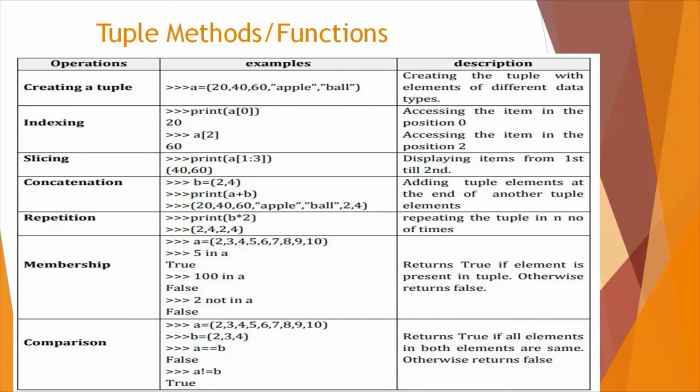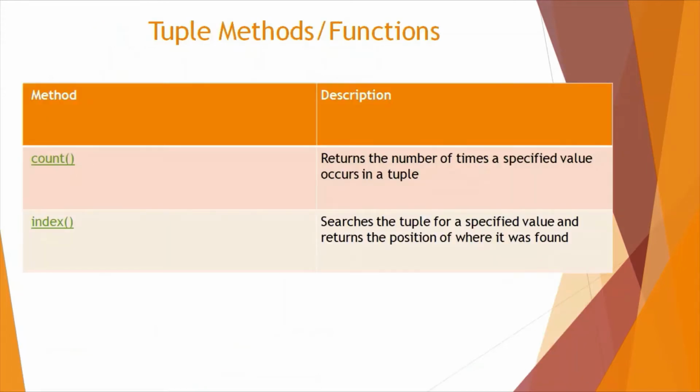So these are the tuple methods and functions. You can create a tuple, you can find the index of an element, that is accessing the items, slicing of tuples, concatenation of two or multiple tuples, repetition of tuples, membership and comparison. Moreover, you can use these two functions with tuples. The count method returns the number of times a specified value occurs in a tuple, and the index method searches the tuple for a specified value and returns the position where it is found. Let's have a look at all of them in our PyCharm.